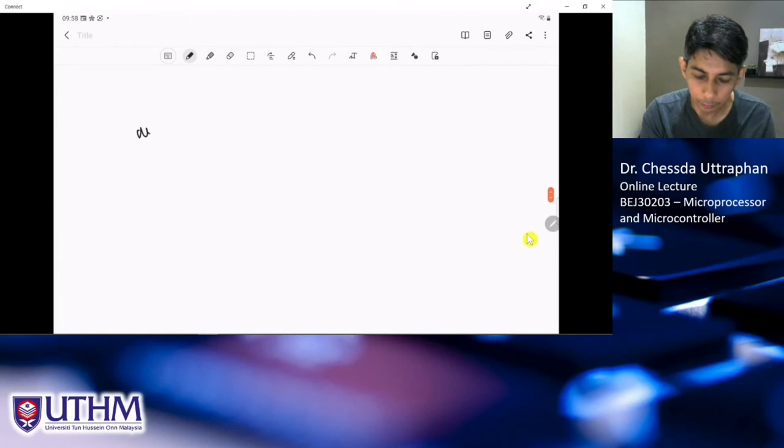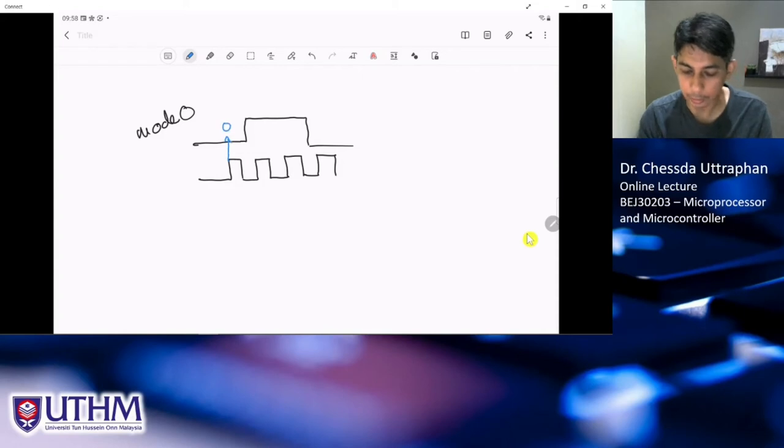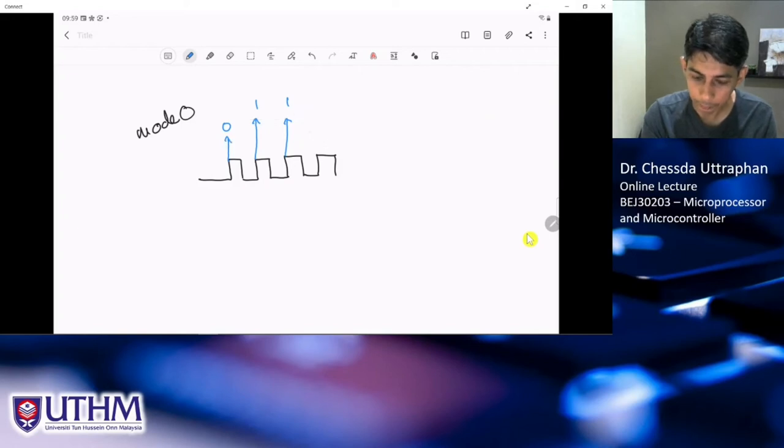This means that for mode 0, if this is our clock and this is our data, we will read the data here. This is 0. This is 1. This is 1. Let's change a little bit here, so that we can differentiate.